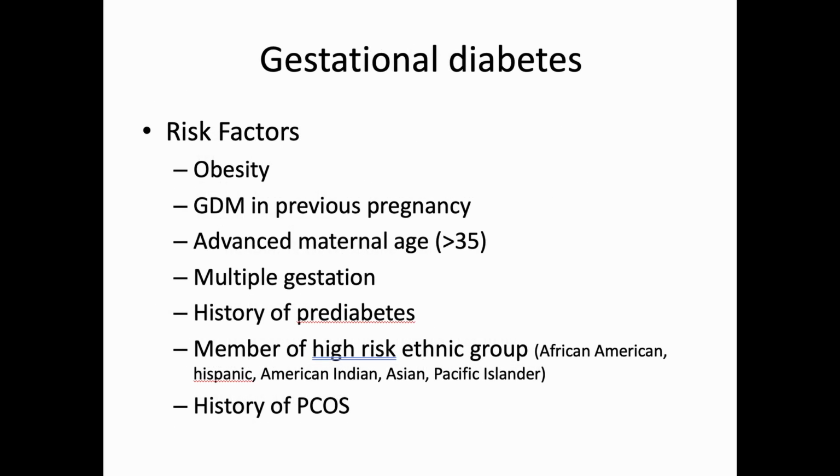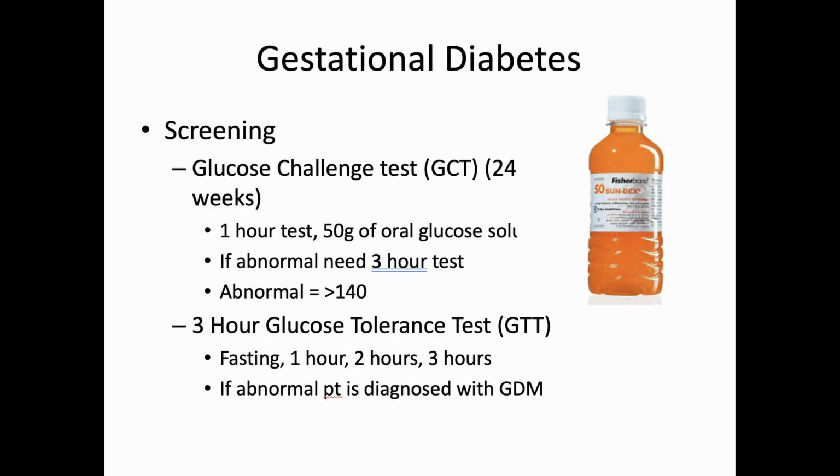So some of our risk factors: obesity, if they had gestational diabetes in a previous pregnancy, they're more likely to have another one, multiple gestations, advanced maternal age, certain high-risk ethnic groups. If they have PCOS, polycystic ovary syndrome, that can also increase their risk as well. Know about your screening, right? The two different tests that we do. The first test that everybody's going to get is the glucose challenge test, or the GCT. Generally going to give that around 24 weeks, right? So they'll go to the lab to get this done.